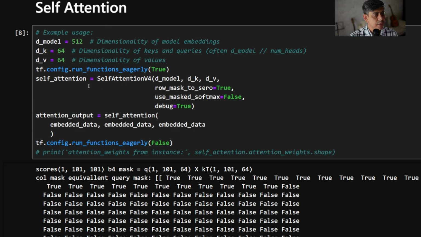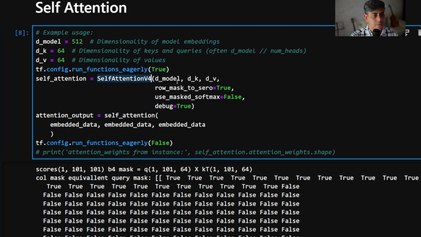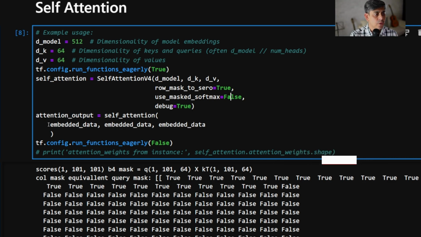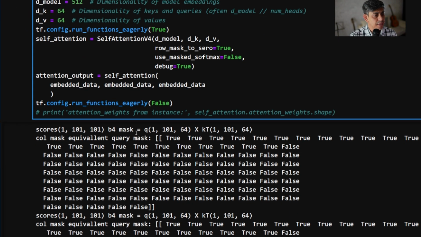Now let's go back to testing of this. How we are testing is initializing this with a d_model of 512. dk and dv are both set to 64. Okay, and now we just pass on the data, which is query, key, and value. Since this is self-attention at the encoder side, we are passing all three the same, and then we straight away see what the output looks like.